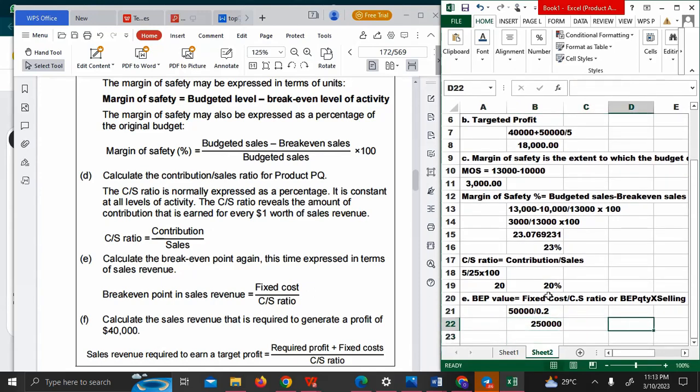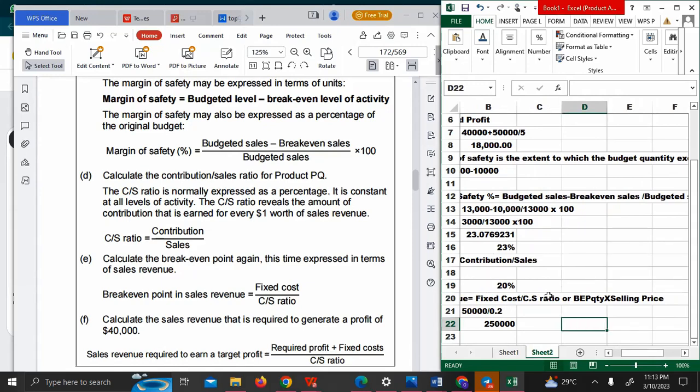Let's try the second method. So what's the break-even point in quantity, if you remember? 10,000 times 25.